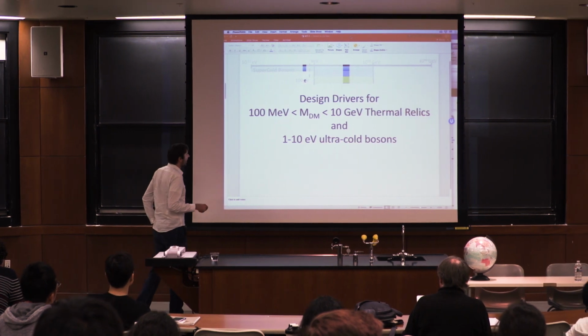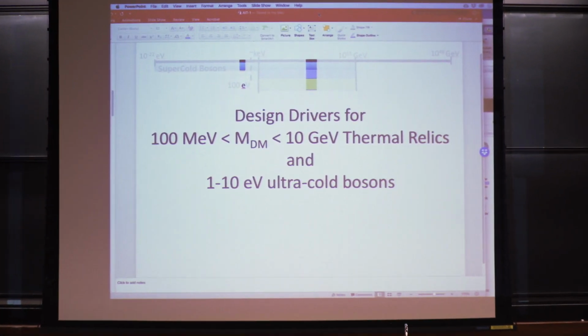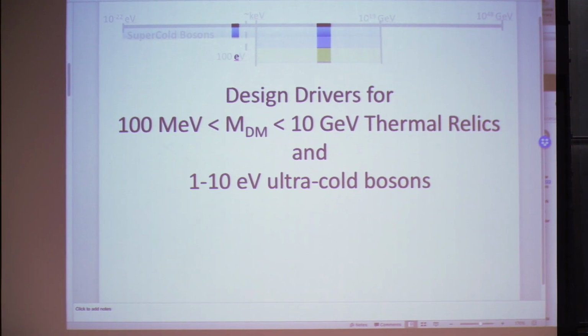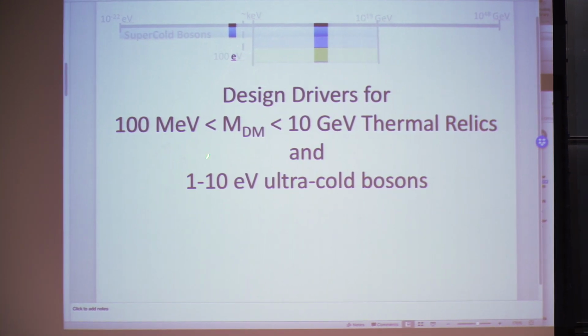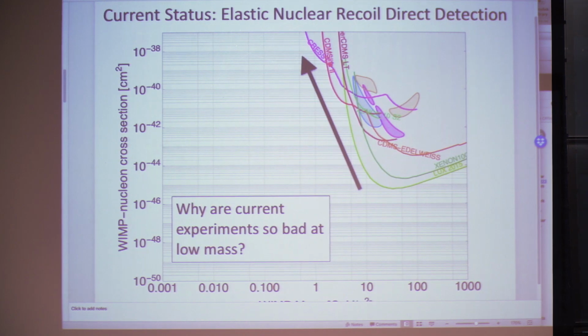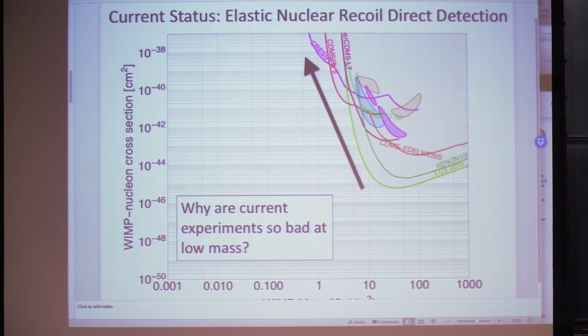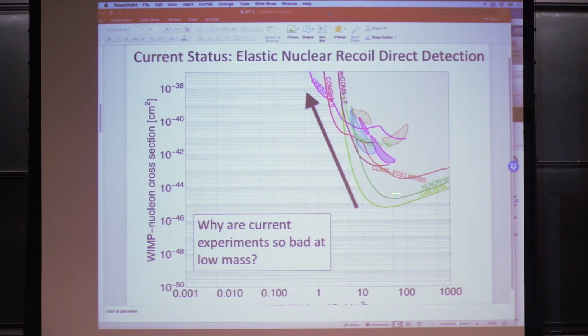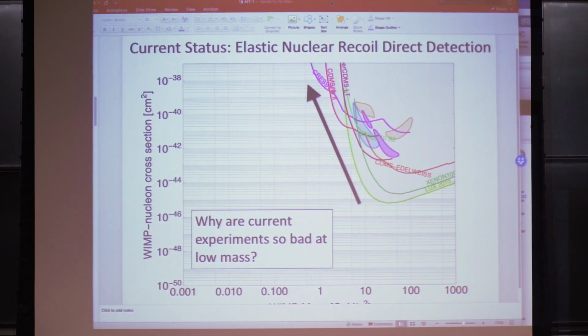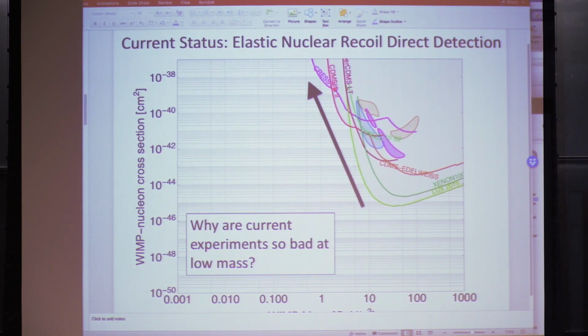Okay, so now we're going to go down in mass, and we're going to look at that 10 GeV to 100 MeV range, and at the same time, we're going to pick up, because the energy scales are similar for nuclear recoil scattering and for absorption, the same experiment can be used for 1 to 10 eV ultra-cold bosons, where we absorb onto the system. So in this range, let's think about what happens. Here are basically all of those current experiments that we make. And what we see here is that none of those experiments have any sensitivity to dark matter in this range.